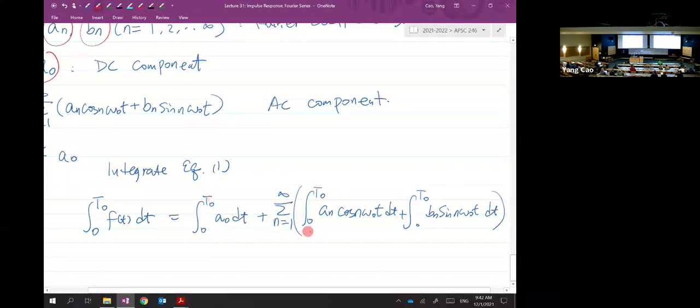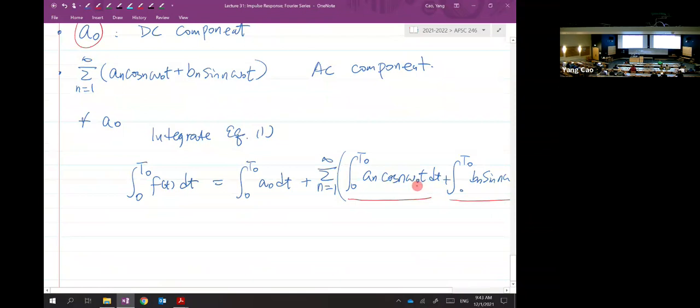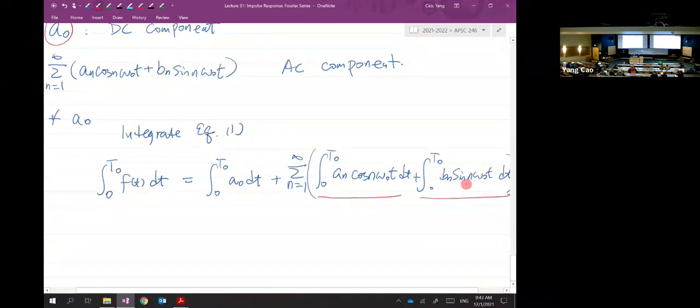Now, there are two terms. If you carry out the integrals of these two terms, always remember omega naught is 2 pi over T naught. Don't forget what omega naught is. It's a very simple integral: the integral of cosine ends up with a sine, and the integral of sine ends up with a cosine. Then you substitute the limits 0 to T naught into the results of the two integrals, and you'll see they are both equal to 0.